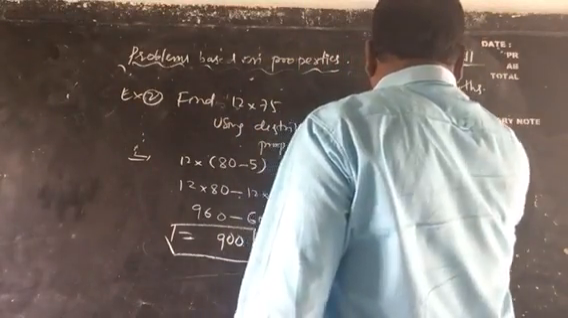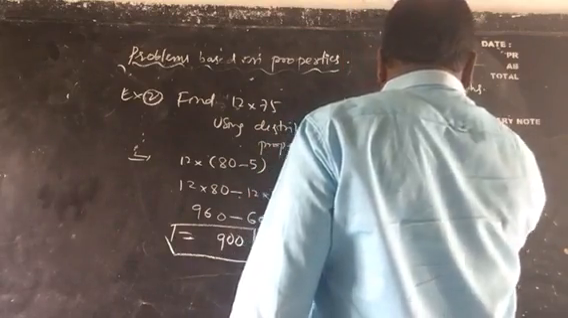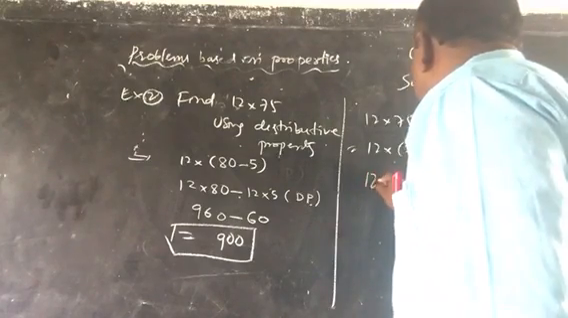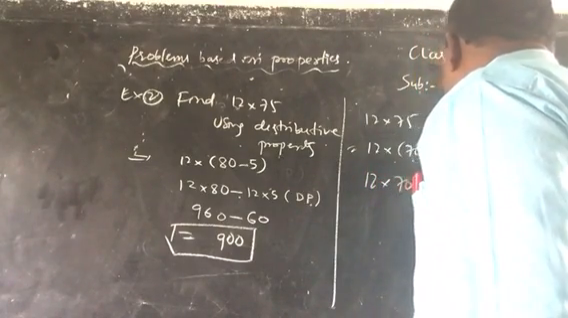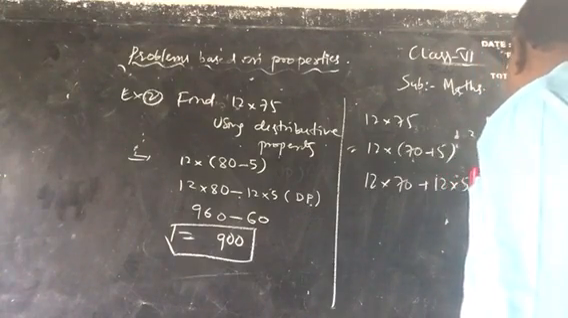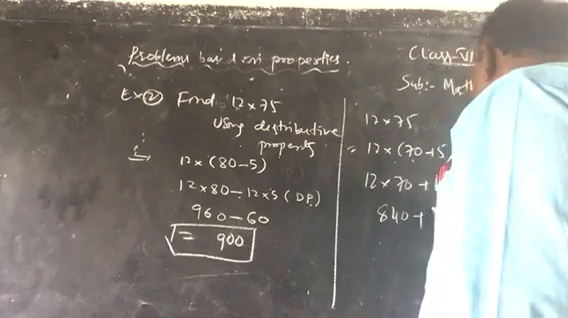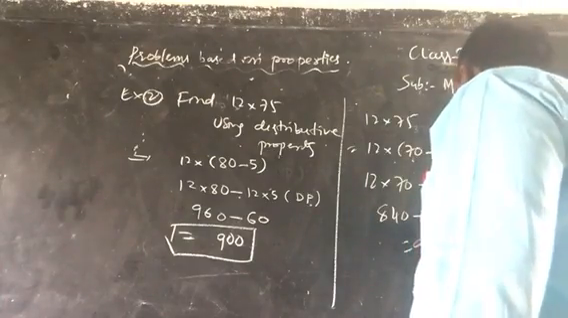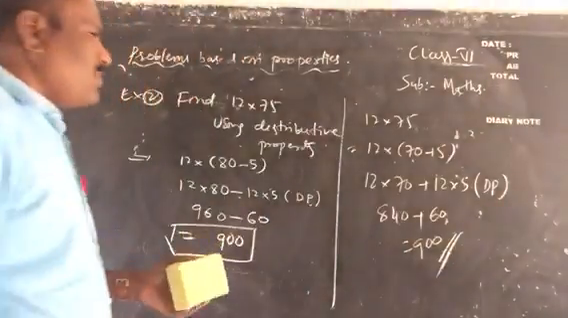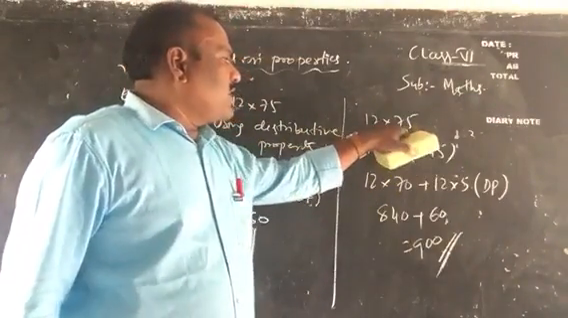Same problem, second method. Okay. 12 into 75, 12 into 70 plus 5 we can write here. So 12 into 70 plus 12 into 5. That is, you know very well, DP, distributive property. So 12 into 70 is 840, children, plus 60 equals 900. So in both cases the result is the same. Either you can take 80 minus 5 or you can take 70 plus 5 in case of 75.